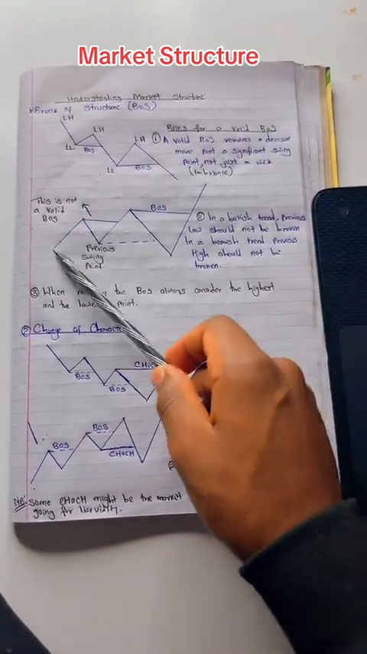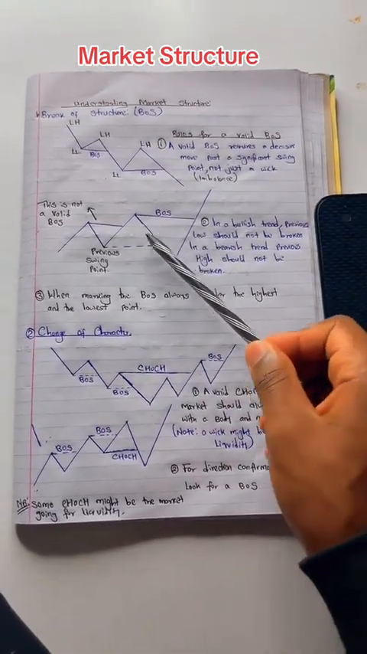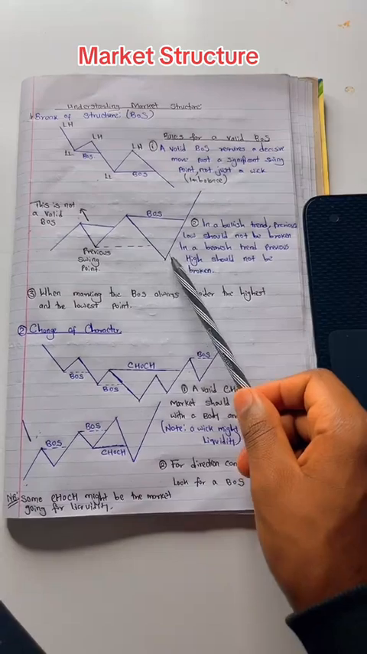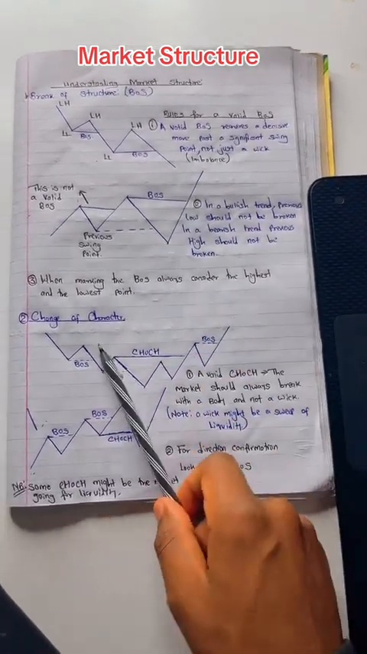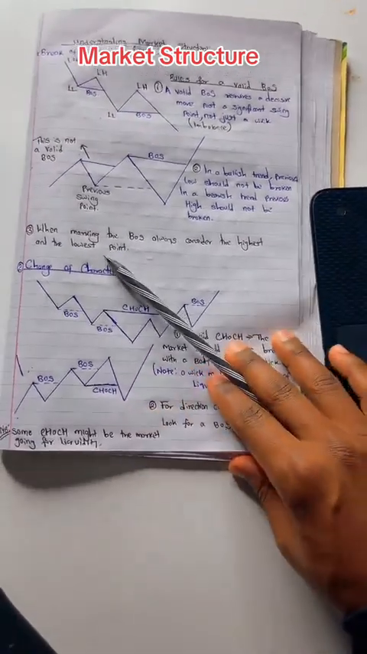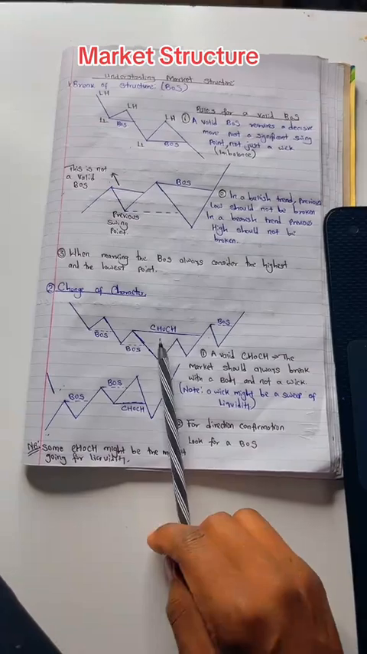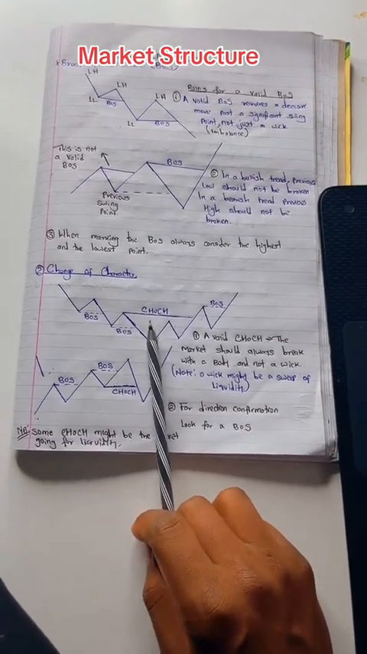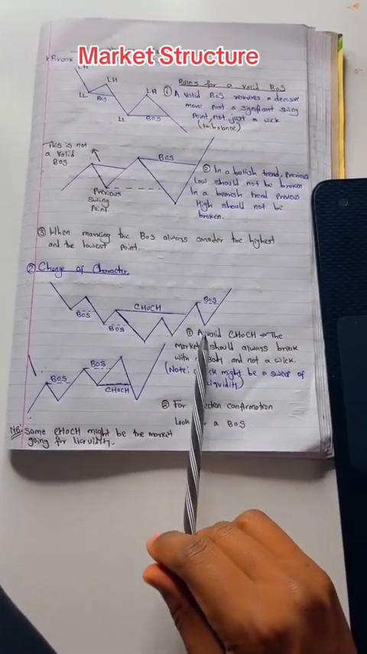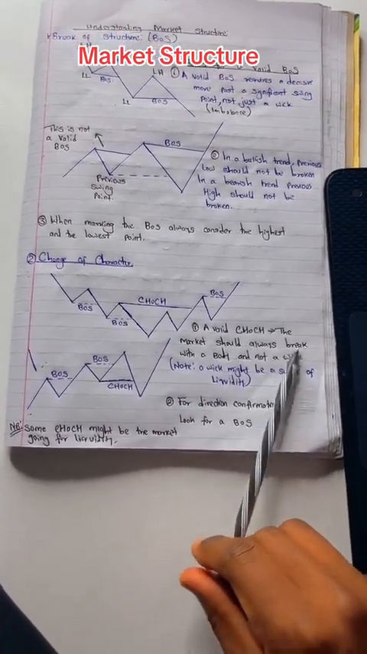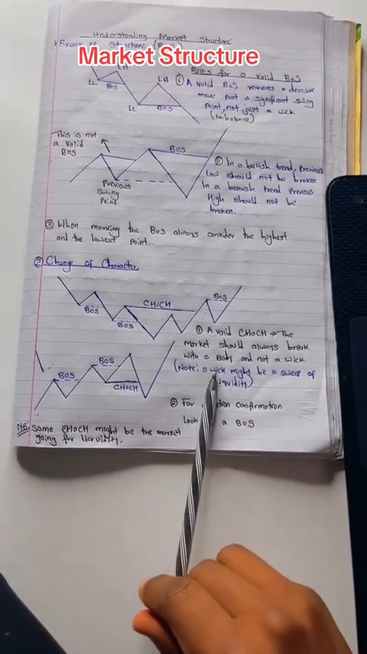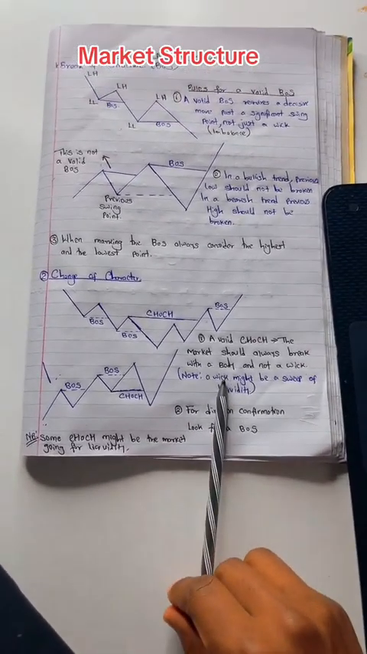Then we consider the highest and the lowest point on a trend, okay? For example, at this point here, which point should we consider? The highest is this one here and the lowest is this. So that is where we are going to have the break of structure. Let's come to the change of character. Now, when it comes to change of character, we want to see the market break with a body and not a wick, okay? For a valid break of structure, the market should always break with a body and not a wick. Then note that a wick might be a sweep of liquidity.